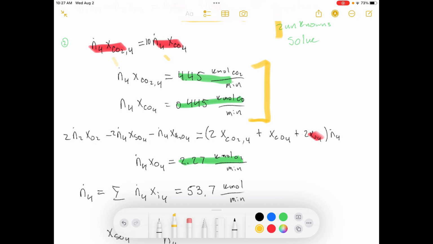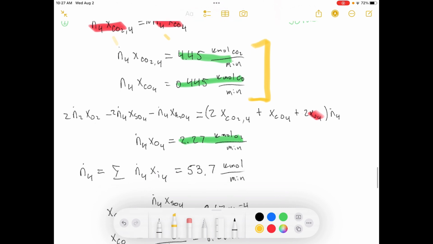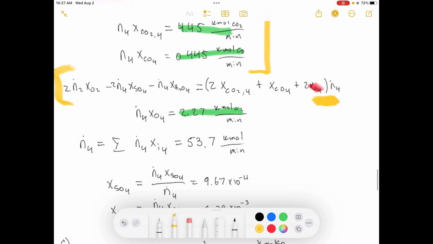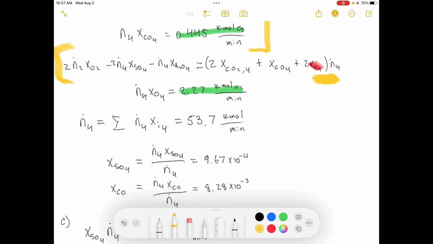And the only thing we don't know now is how many moles of oxygen are going out the stack. So now we use our oxygen balance here. We know everything except for the amount of oxygen that's in the stack. So now we can solve for what that is. And we get this value.